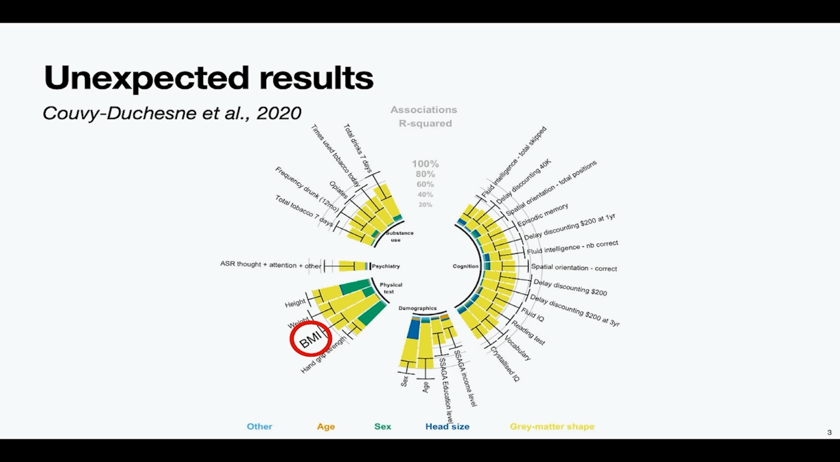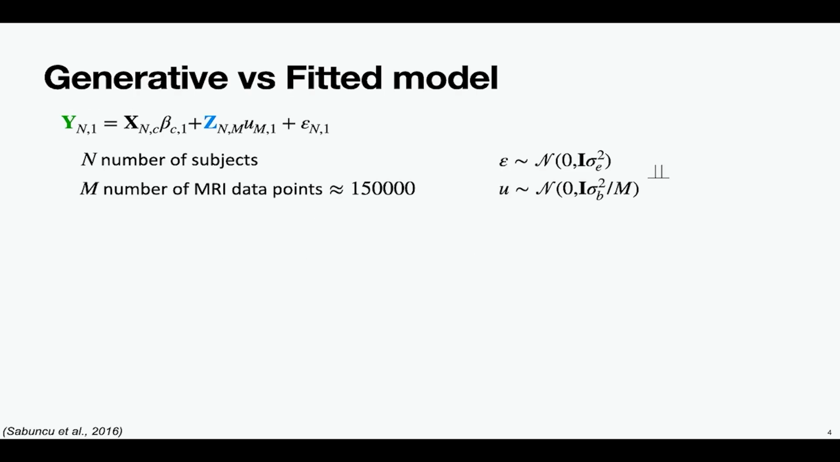A few years ago, morphometricity was computed for a bunch of phenotypes, and it yielded very high results. For instance, for BMI, morphometricity was estimated at more than 90%. This is what started our work, and what we try to do is understand why it got so high results. So first, let's look at how it is usually computed.